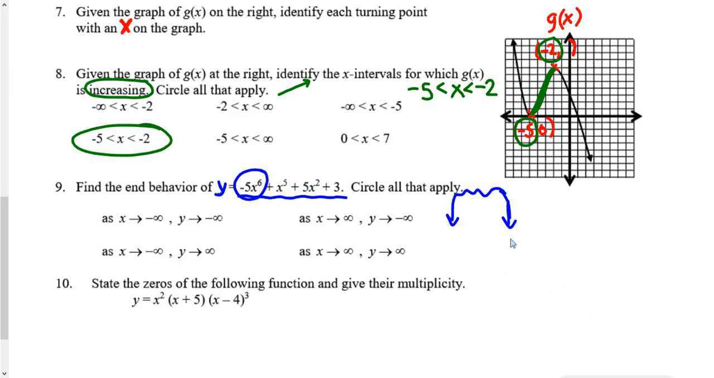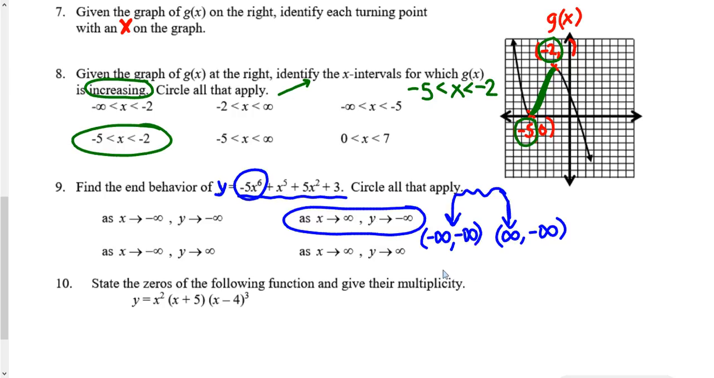So this one, on the right, x is infinity. On the left, y is down. So as x approaches infinity, y approaches negative infinity. That's this answer. And for the left arrow over here, on the left, x is negative infinity, y is down, so y is also negative infinity. And that is this one. As x approaches negative infinity, y approaches negative infinity.